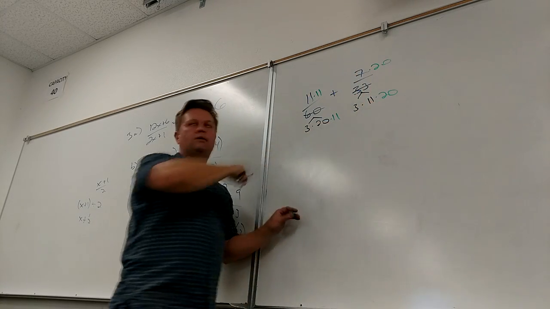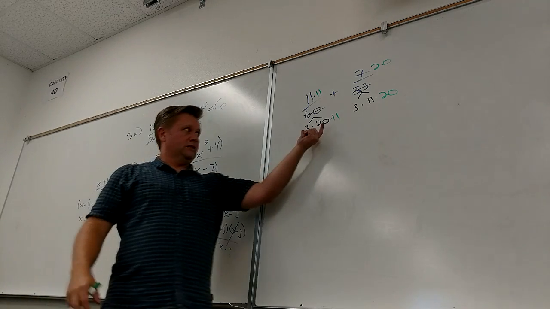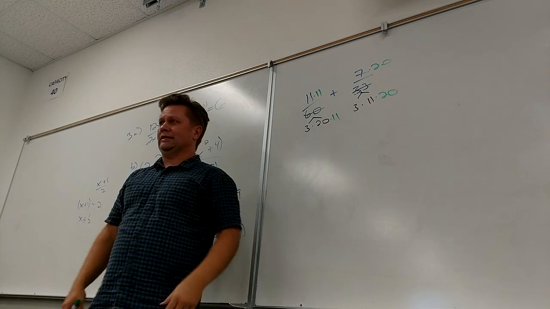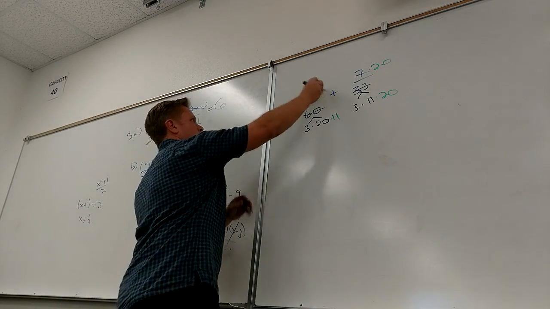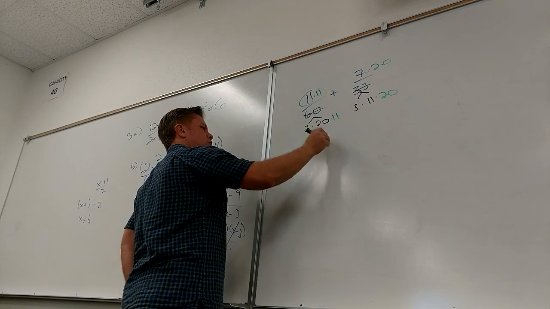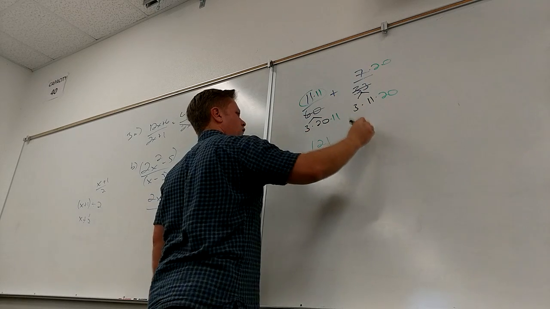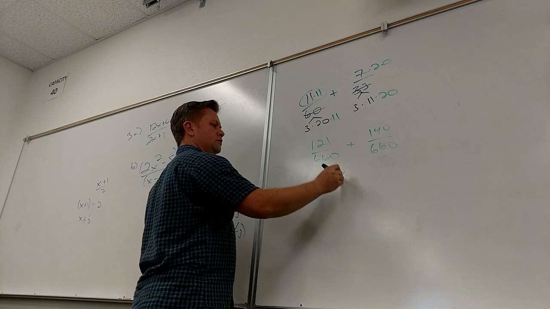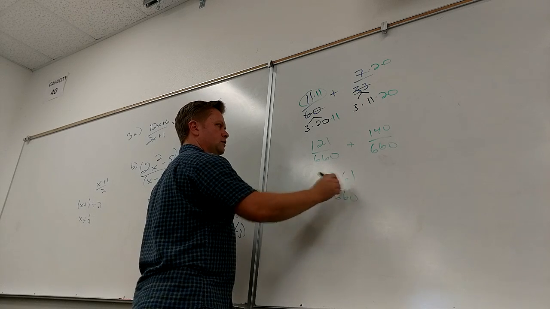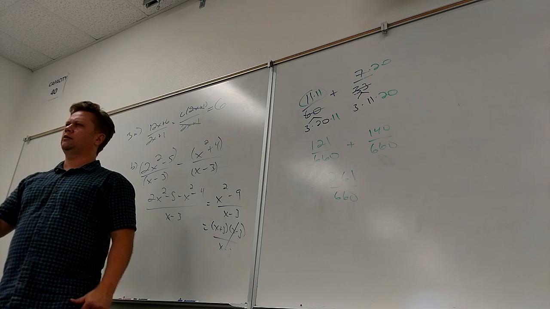Do they have the same denominator now? Yes, whatever it is. It's 60 times 11, which is 660. So I get, what's 11 times 11? 121 over 660 plus 140 over 660 is 261 over 660. I can't remember if I've shown you that yet or not.